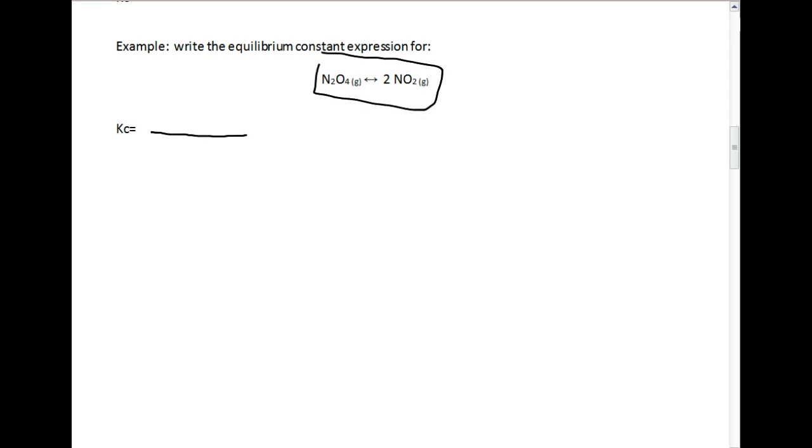Okay, so if I'm going to write the equilibrium constant expression for this reaction, what I'm going to do is put the product over the reactant, and I'm going to raise it to the power equal to the coefficient for the NO2, and that is the equilibrium constant expression, and there we go.